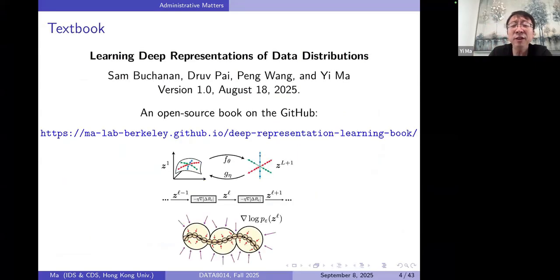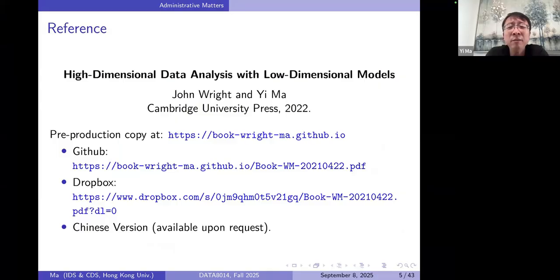In terms of the main references, as I said, there's a slightly heavier book for more analytical or theoretically oriented people. It's a book by me from a couple of years ago, High Dimensional Data Analysis with Low Dimensional Models. The PDF is available. It's not as convenient as our current textbook, but there's a PDF file you can download from GitHub or Dropbox. I also posted the appendix, the chapters that you will need to read.